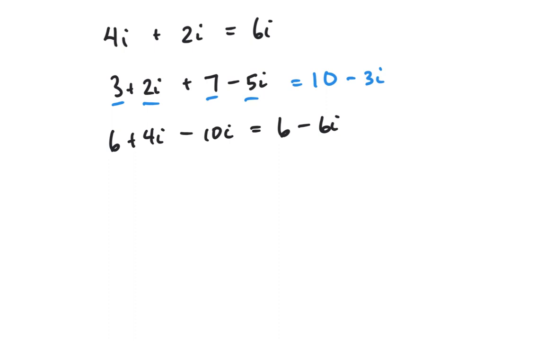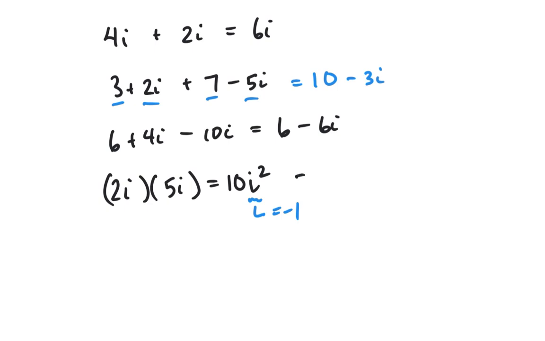Where it gets a little trickier is if I were to say 2i times 5i. Well, 2 times 5 is 10, and i times i is i squared. Well, remember, by definition, i squared is equal to -1. So it becomes 10 times -1, which is -10. Okay, let's do another one like that. Let's make it a little bit bigger.